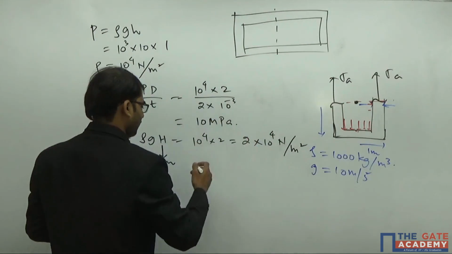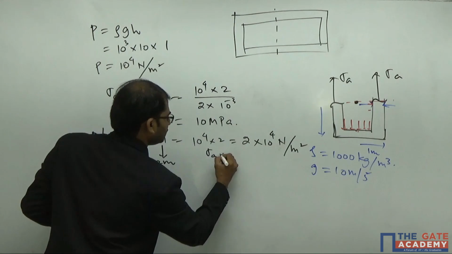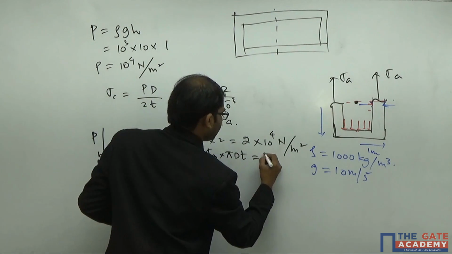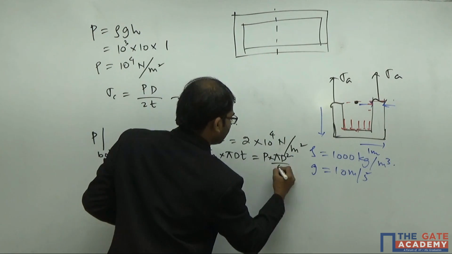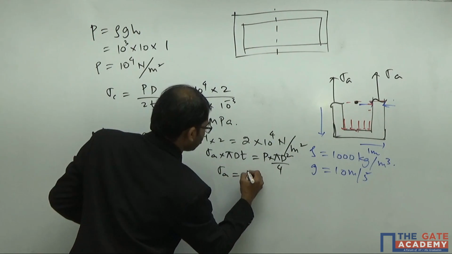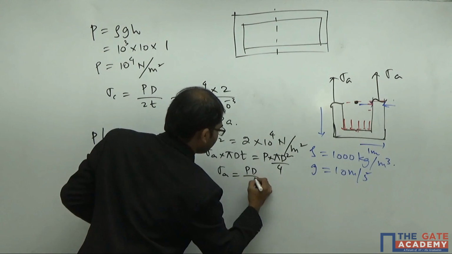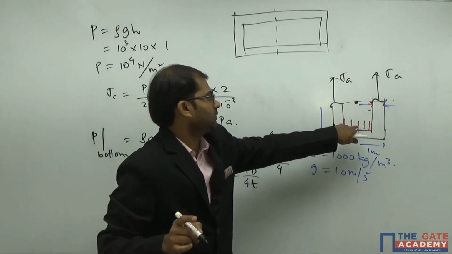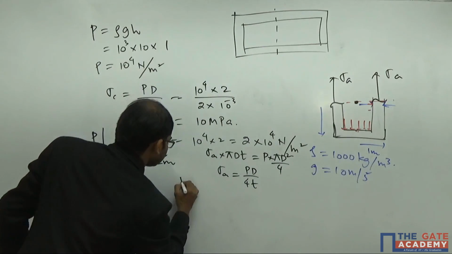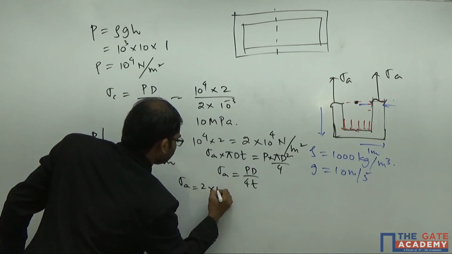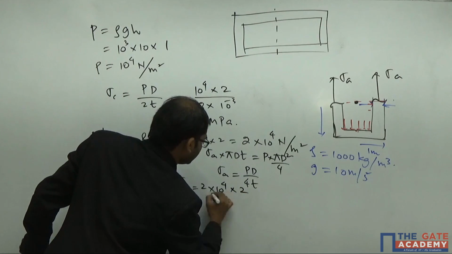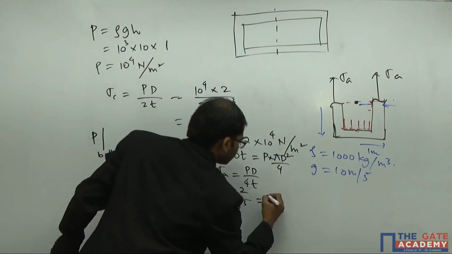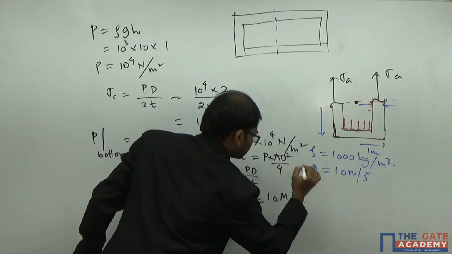If you write down the formula, we will get sigma A into pi d t is equal to pressure into pi d square by 4. Finally you will get sigma A is equal to P d by 4t. But here the pressure is this bottommost pressure, and we have to take it here. So sigma A will come as 2 into 10 power of 4 into diameter 2 by 4 into thickness 10 power of minus 3. Again this also comes as 10 megapascal.